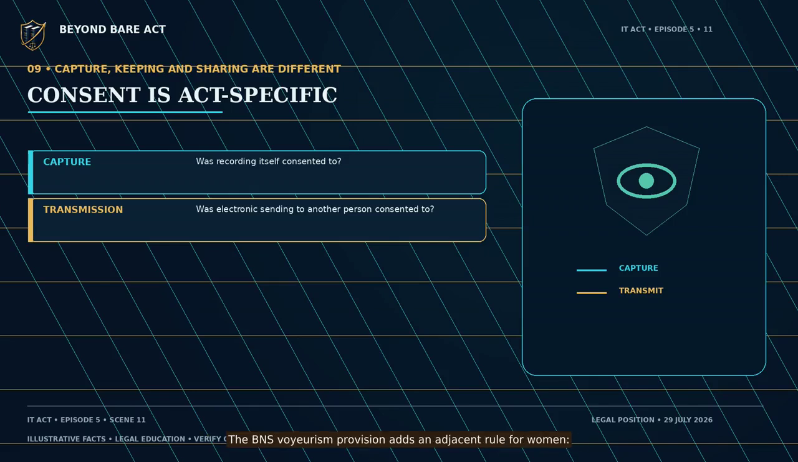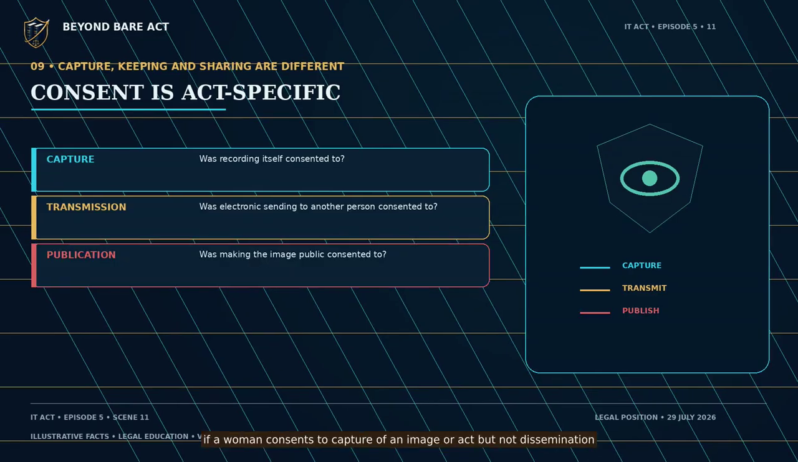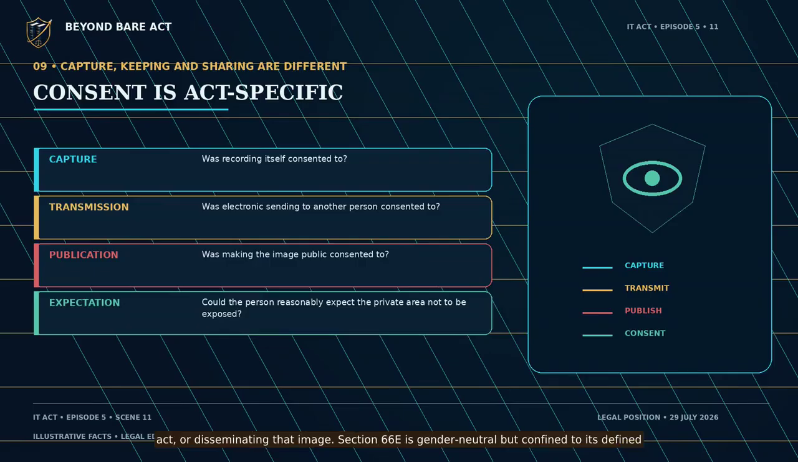The BNS voyeurism provision adds an adjacent rule for women. If a woman consents to capture of an image or act but not dissemination to third persons, later dissemination is an offence under Section 77 if its requirements are met. Section 77 covers watching or capturing a woman engaged in a private act or disseminating that image. Section 66E is gender neutral but confined to its defined private area image and other ingredients. The provisions may overlap, but their scope and punishments differ.